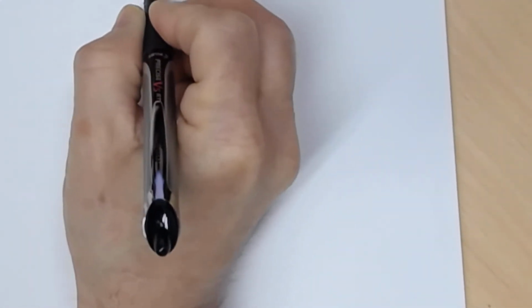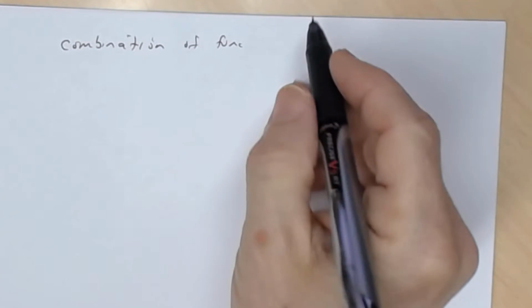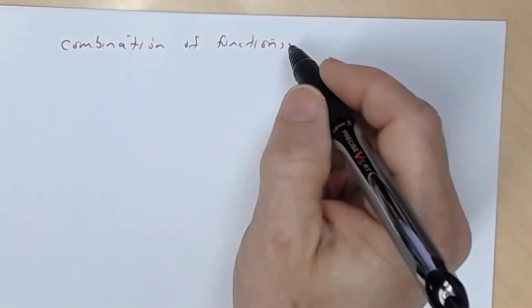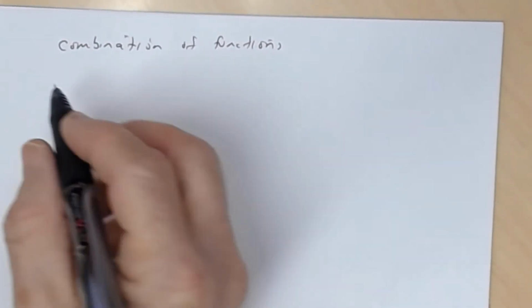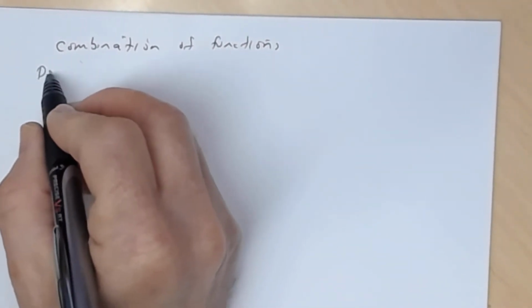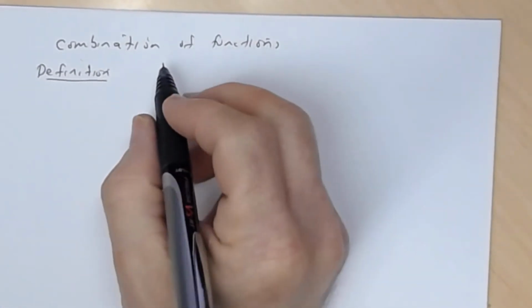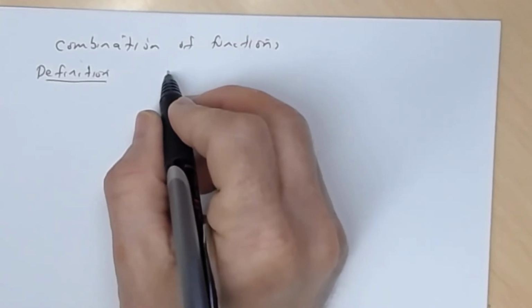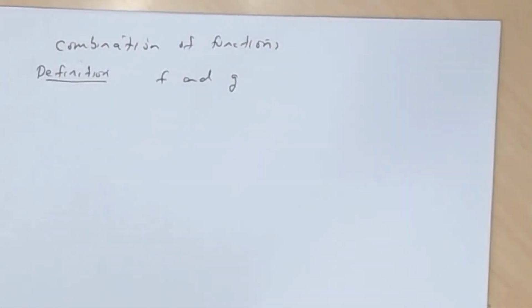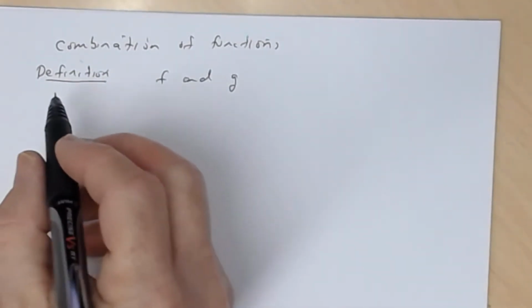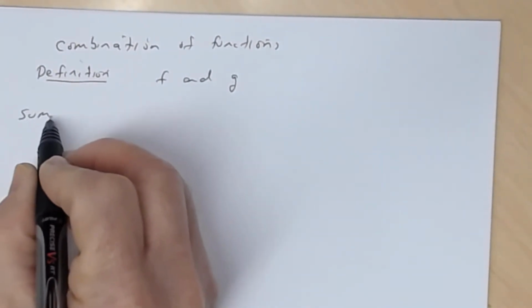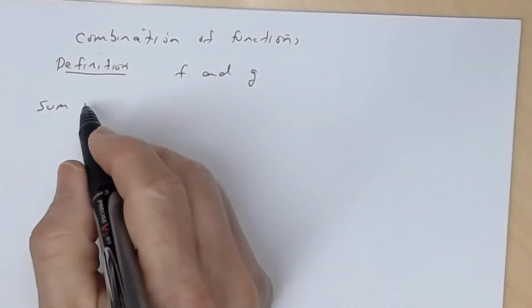So the combination of functions. Okay, so I can add, and so we're looking at the definition here. Definition of combination of functions. So again, we're looking at two functions. Let's say we have the functions f and g. So I'm looking at functions f and g. The first thing I can do is add them up. So we'll call that the sum.